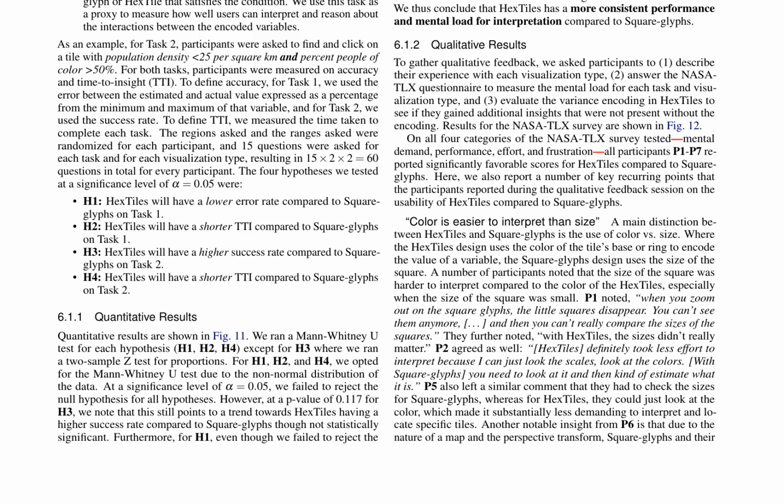The study also highlights the importance of variance encoding in HexTiles, which allows for a more nuanced understanding of the data distribution within each hexagonal region. This feature helps users gain additional insights that were not present without the encoding. Overall, the findings suggest that HexTiles may offer a more efficient and intuitive way to visualize and interact with multivariate data on maps, potentially improving user experience and reducing the mental load associated with data interpretation.